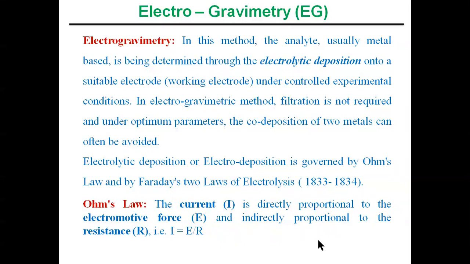So how can we easily determine the metal based analyte? Just by electrolytic deposition of the analyte onto a suitable electrode, or onto a working electrode. Once we deposit the metal based analyte onto the surface of the working electrode, we can easily determine how much metal based analyte is present in the given solution or mixture. This can be done by electrogravimetry, by applying the potential. By applying the potential, we can easily do the electrolytic deposition.